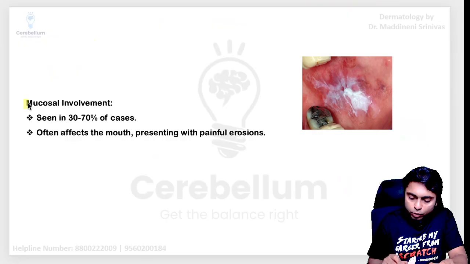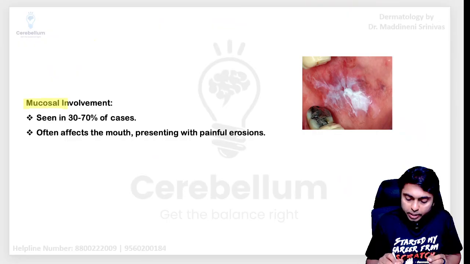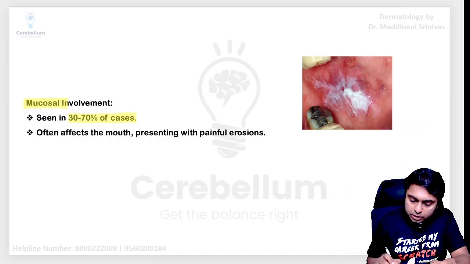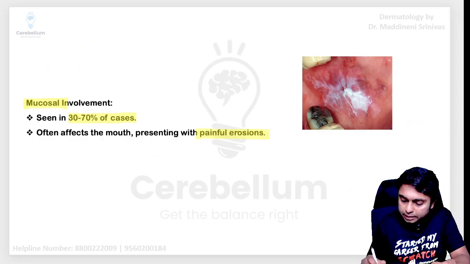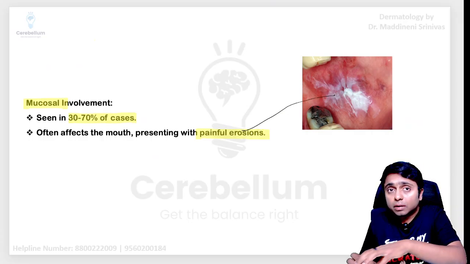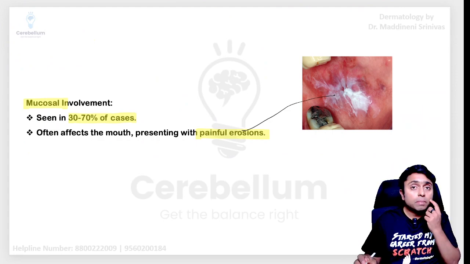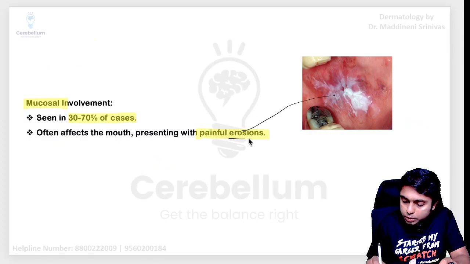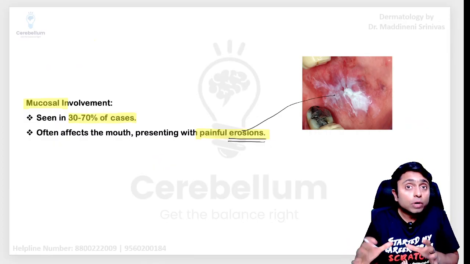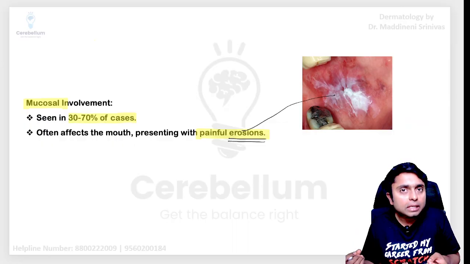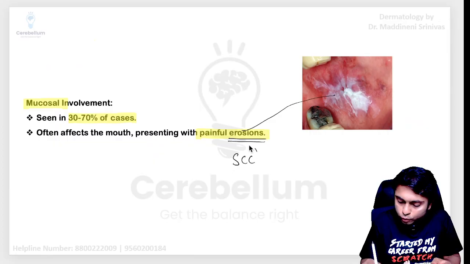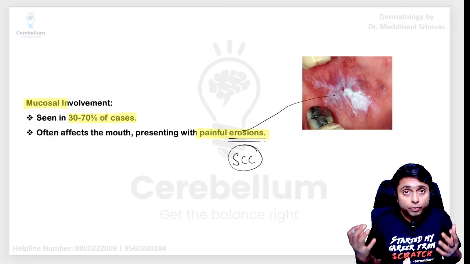Next is mucosal involvement. Remember students, mucosa is also going to be involved in approximately 30 to 70% of the cases. There can be mucosal involvement, and yeah, there can be painful erosion. So you can see here this whitish lacy pattern in the buccal mucosa. It is WICKHAMS STRIAE, and also there can be possible erosions developing in these patients. And what is the importance of this? In the complications you will understand that these erosions can turn out to become squamous cell carcinoma. So very important to monitor these patients very closely.